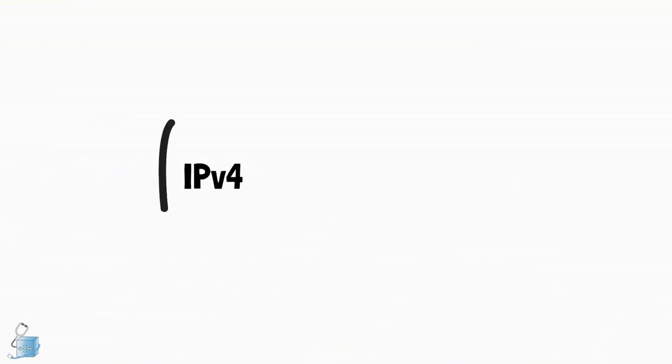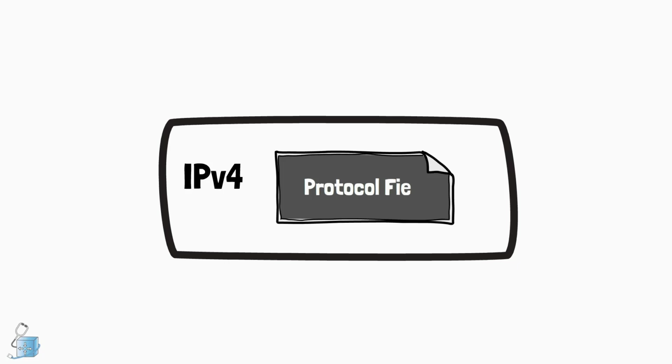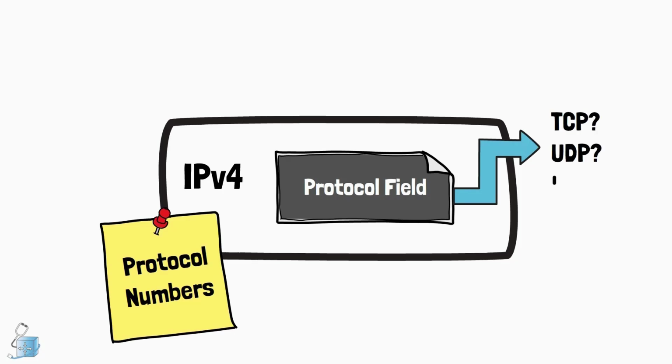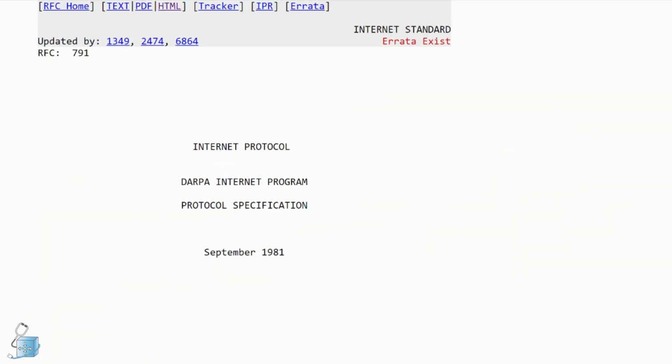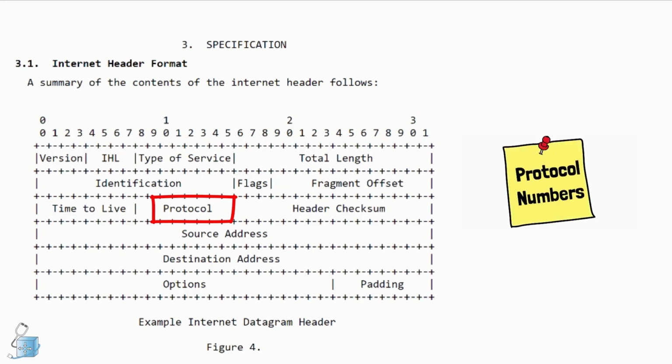The IPv4 that we all know and love has a field in its header called the protocol field, which we will refer to as protocol numbers. It is there to identify the next level protocol. Now you might be thinking, what do you mean by that? Well, to answer that, let's have a look at RFC 791, which defines the Internet Protocol. Jumping to the header format section, we see the protocol field, which represents the protocol numbers that we are talking about.